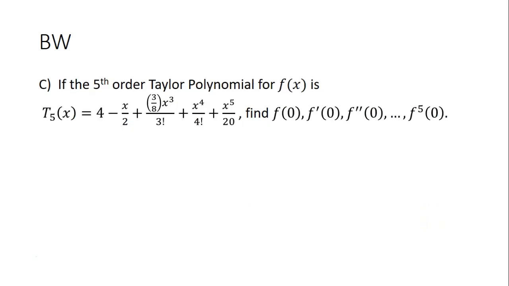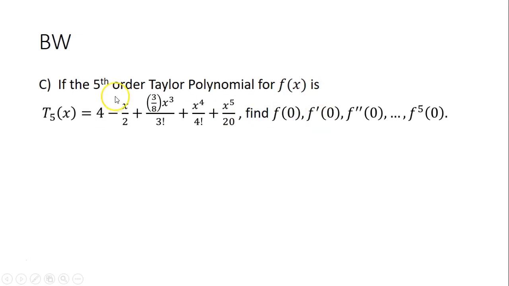All right, so we're given the fifth order Taylor polynomial here, and what we want to do is find f of 0, f prime of 0, f double prime, all the way up to the fifth derivative at 0. I think I changed this to Maclaurin in the problem because it's centered at 0, but it's the same thing. Taylor centered at 0 is just a Maclaurin series. So f of 0 should just be our constant term. Looks like it's 4. It's that easy, right? f of 0 is 4. We're given it in the problem.